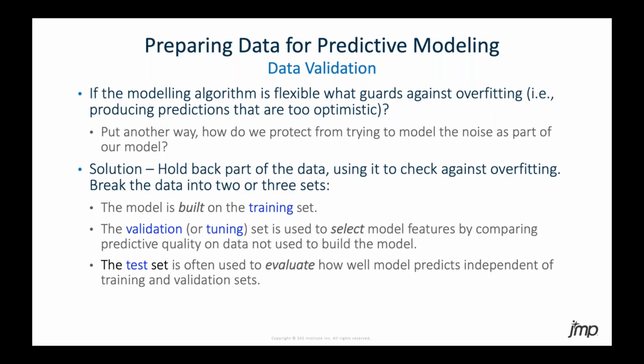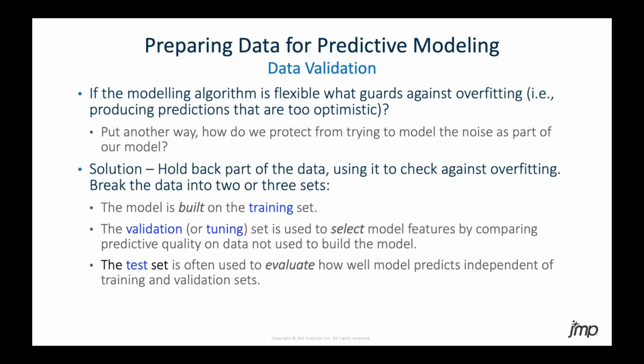So again, the training data set is used to actually build the model. The validation set is going to be used to tell me when to stop adding structure to my model. And then the test set is just independent of both of those other two portions, and it's just applied to the final model to see how well things fit.